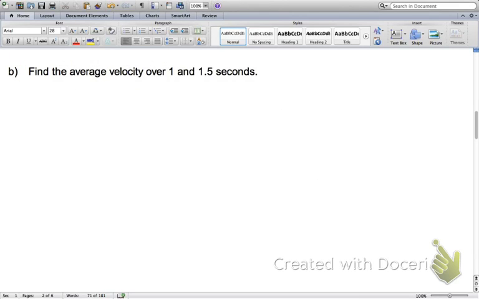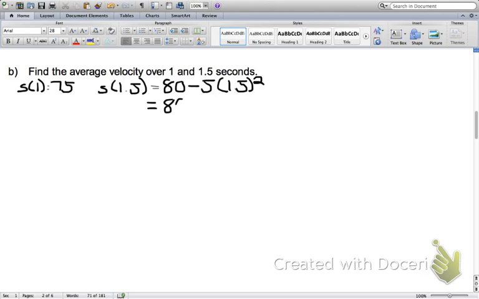In part B, we want to find the average velocity over 1 and 1.5 seconds. So from above, we found that s at 1 is equal to 75. And we now need to find what s at 1.5 is equal to. We sub 1.5 in for our t value, so we have 80 minus 5 times 1.5 squared. So this will be equal to 80 minus 11.25, which is equal to 68.75.